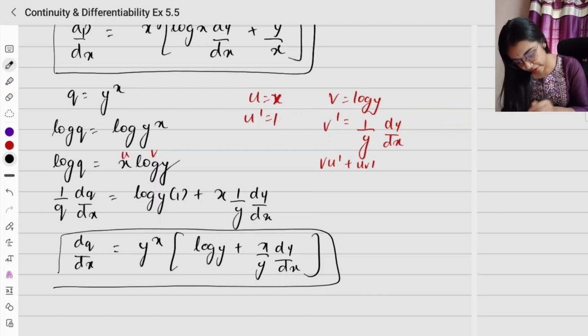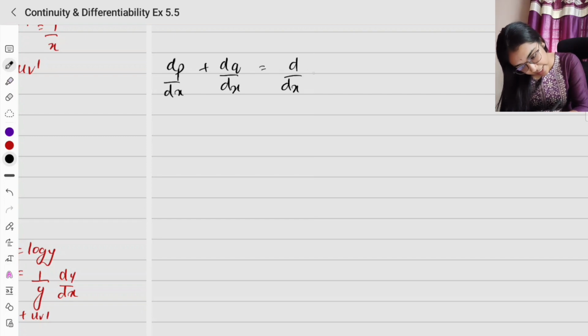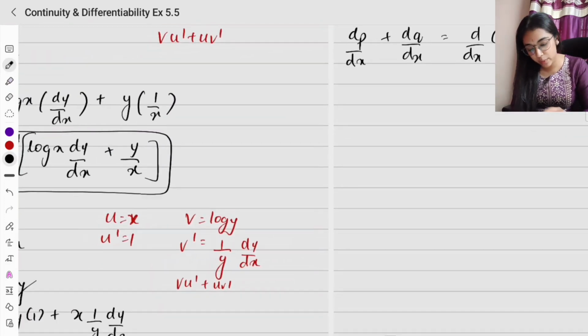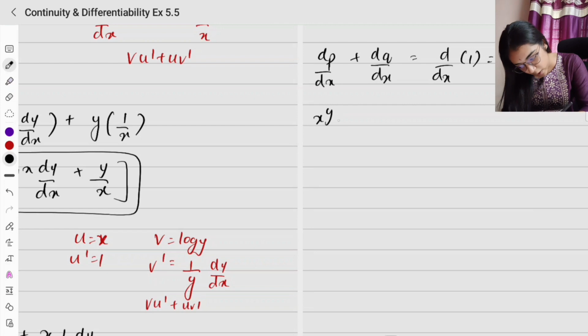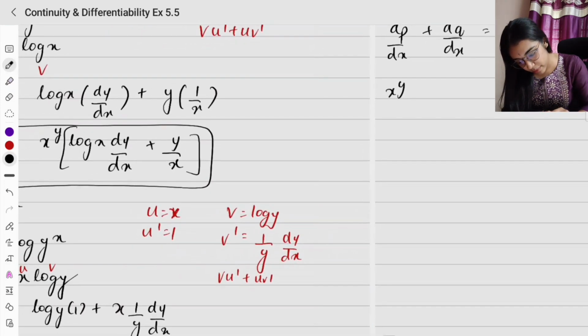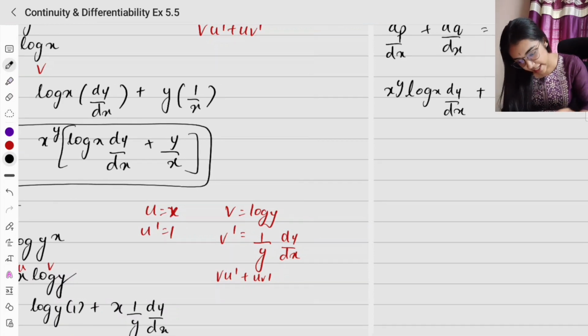So now what is my final answer going to be? dp by dx plus dq by dx equals d by dx of the RHS. What was there in the RHS? 1, which is going to be a 0. Now equating this to 0, what happens? What is my dp by dx? x to the y of, I'm going to open the bracket here itself. Now when I open the bracket, what happens? I'll have log x dy by dx plus x to the y, y by x.